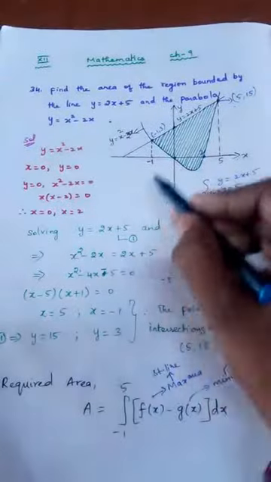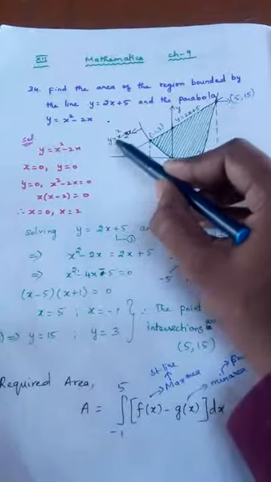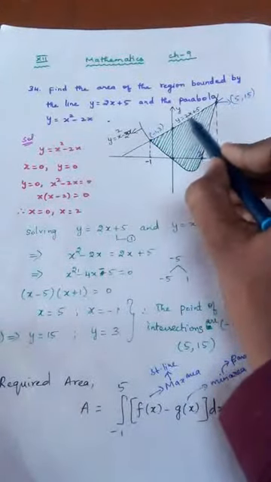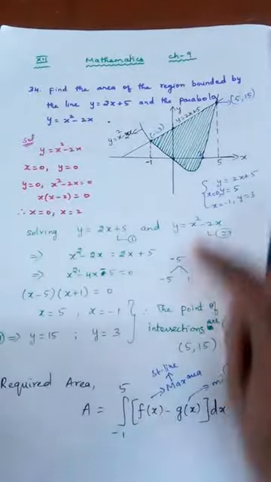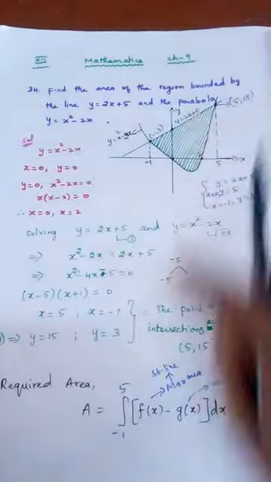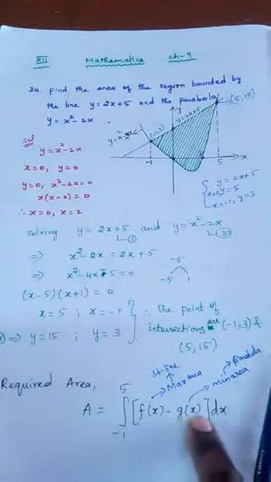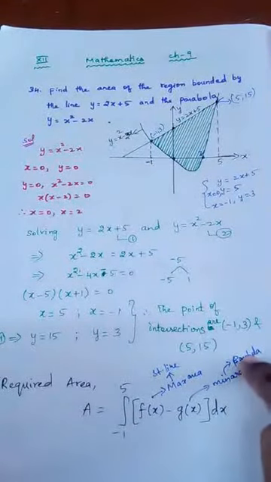So now you go for the straight line first. What is the straight line equation? y is equal to 2x plus 5. So what is the function of x here? 2x plus 5. That should be substituted first. Minus g of x, minimum area, which is the parabola.